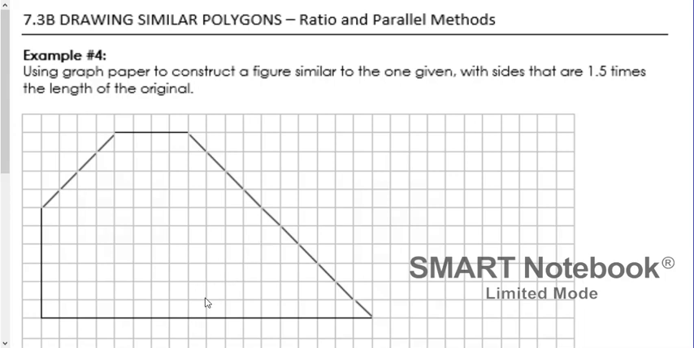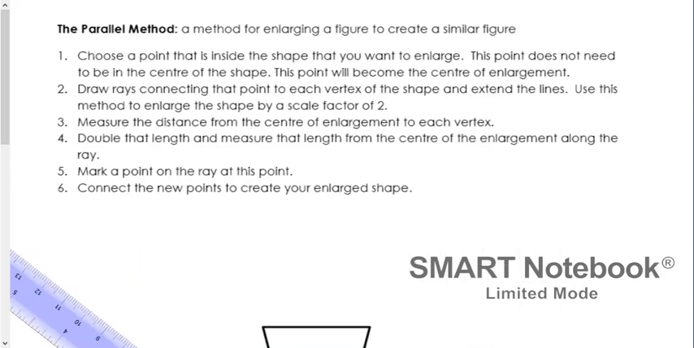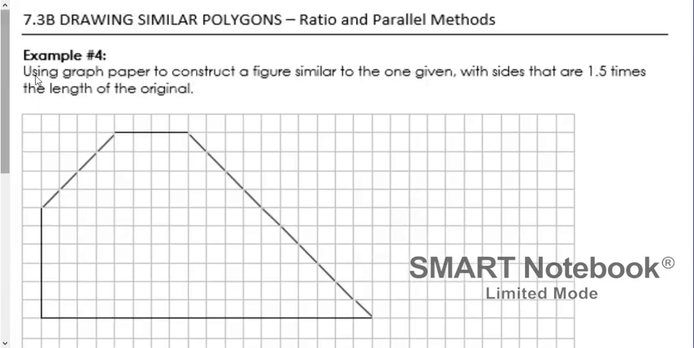Okay, 7.3b. Still drawing similar polygons, but this time we are going to be using the ratio and parallel methods instead of a ruler and protractor. We're just going to be using either graph paper, like we are for this example, or looking at what the ratio and parallel method are for drawing similar shapes.